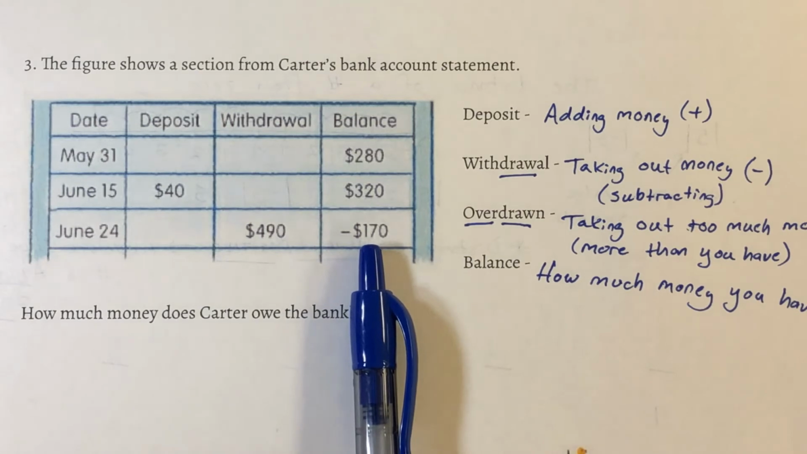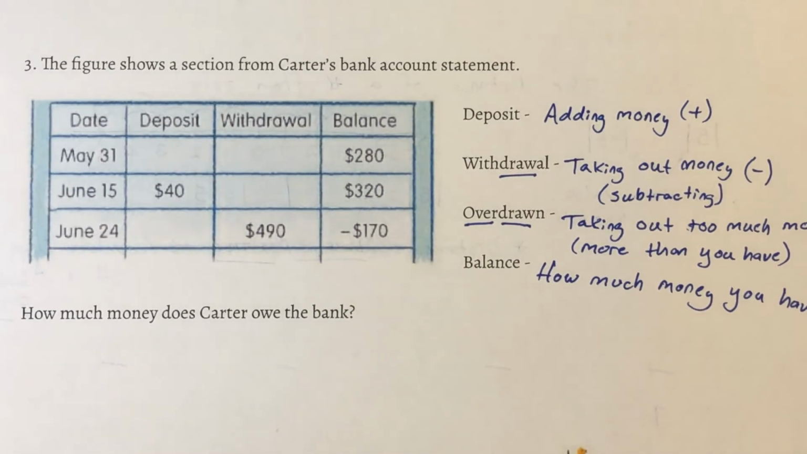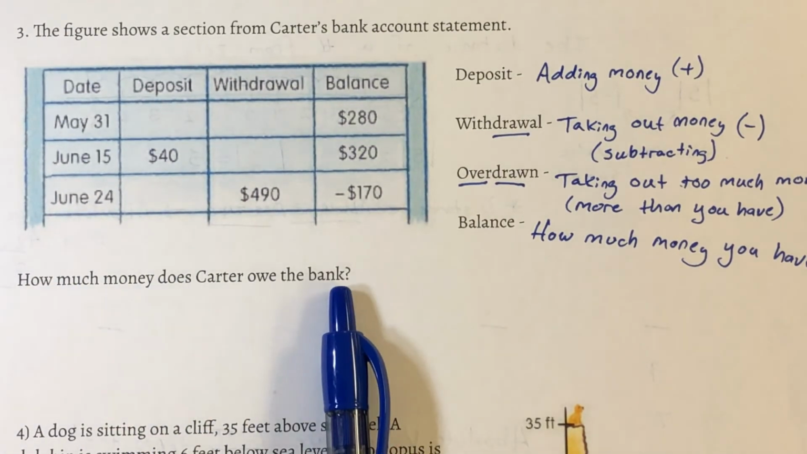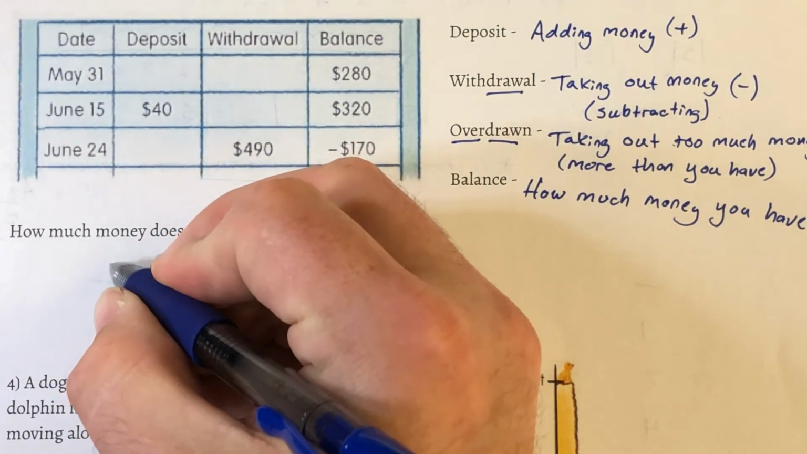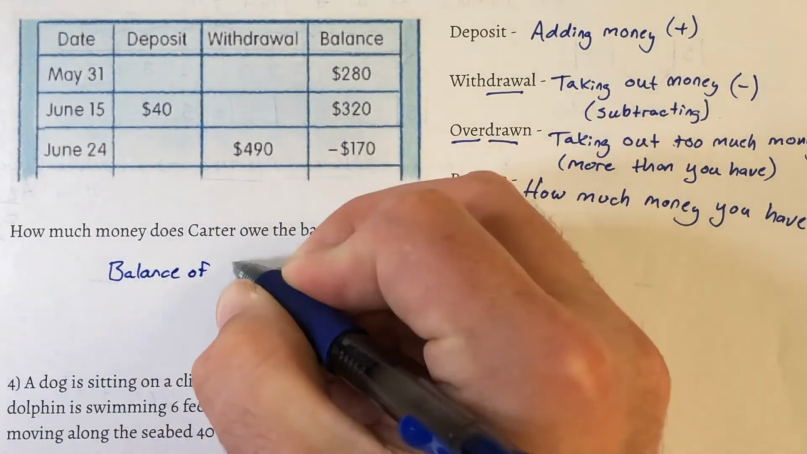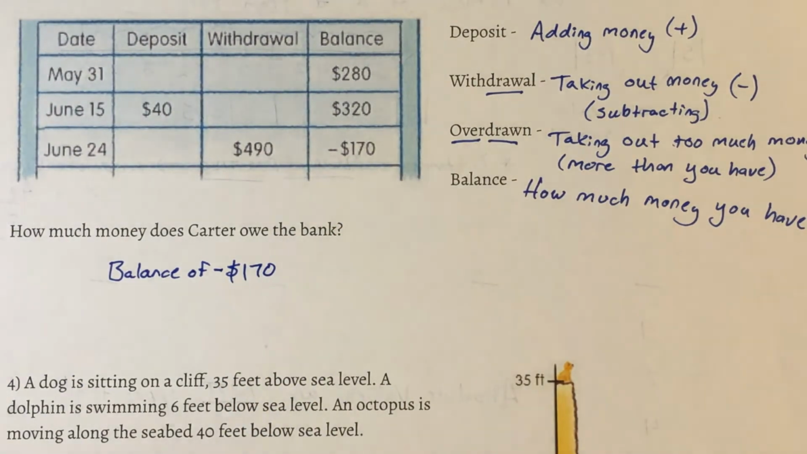So now, not only does he need to give money back to the bank, they're probably going to give him an extra fee or charge since he took too much. So our question is, how much money does Carter owe the bank? Well, his balance is negative $170. So he has a balance of negative 170. So he has less than $0, below $0.